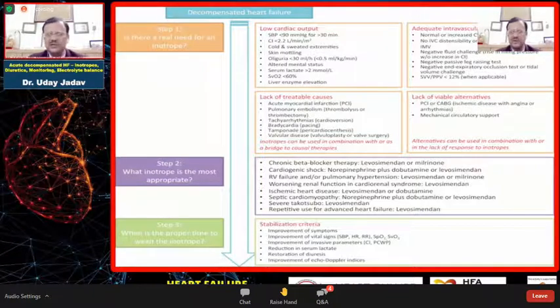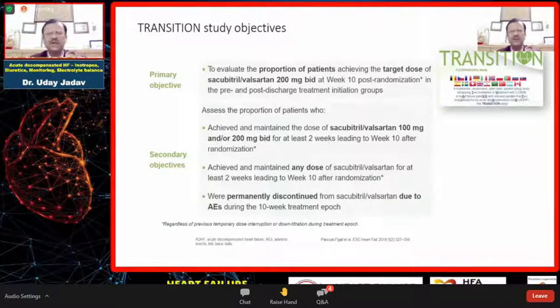What is the time to wean the inotropes? When patients get better: symptoms, vital signs, invasive parameters, serum lactate, diuresis, and echo indices. Can you start sacubitril valsartan early? Of course, you know this.